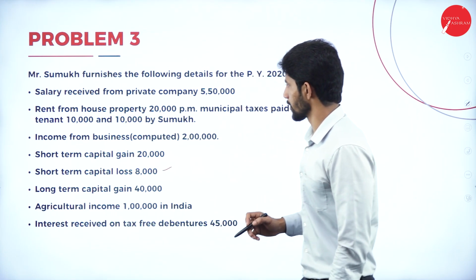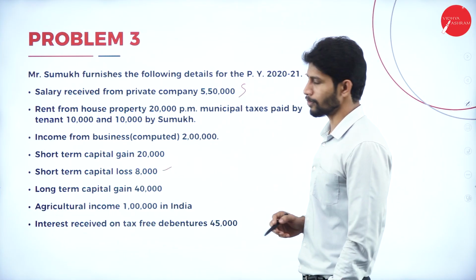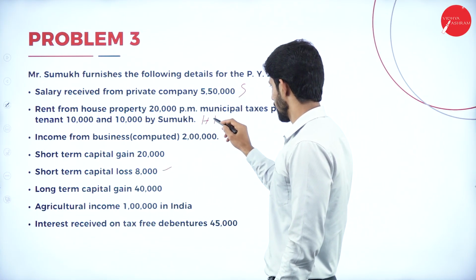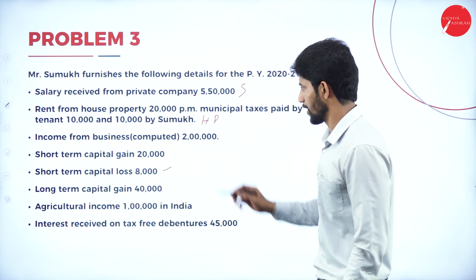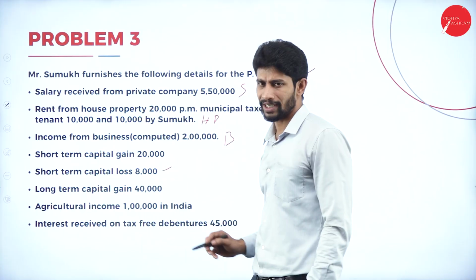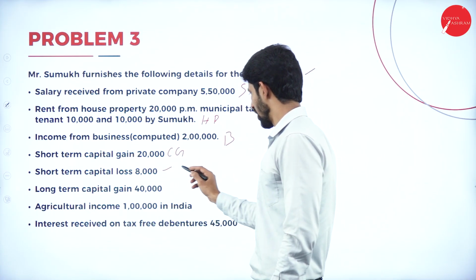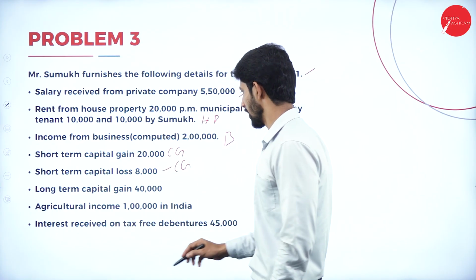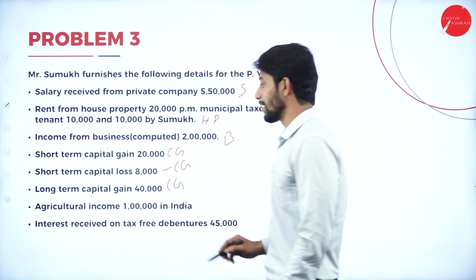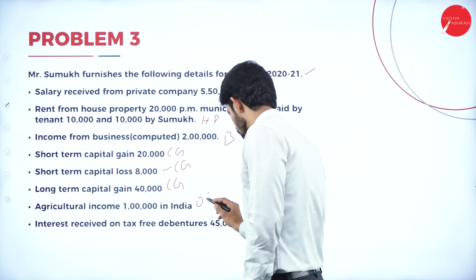So here salary received, this comes under income from salary. Next, rent from house property, this information is relating to house property. Next, business, income from business relating to business income. Next, short-term capital gain relating to capital gain. Short-term capital loss relating to capital gain. Long-term capital gain relating to capital gain. Agricultural income relating to other sources.